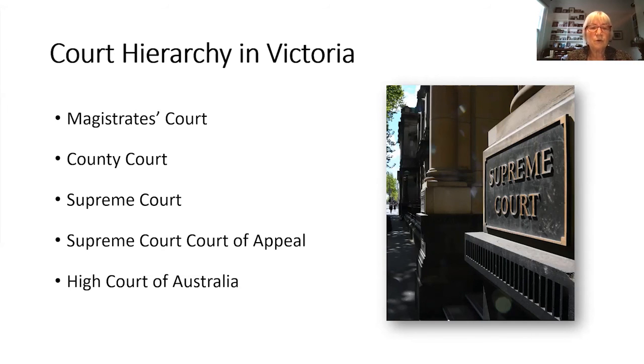The appeals from the Supreme Court, trials or conviction or sentences, go to the Supreme Court Court of Appeal. And then if you want to go from there, you have to go to the High Court of Australia, which is a federal court, but it's the highest court for Australia. We used to have ability to appeal to courts in England and so forth, but not anymore. It's the High Court of Australia. It's the highest court in the court hierarchy.